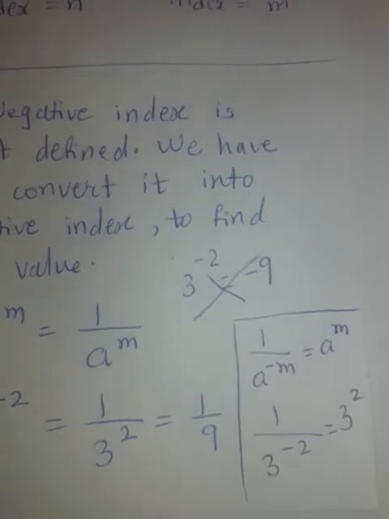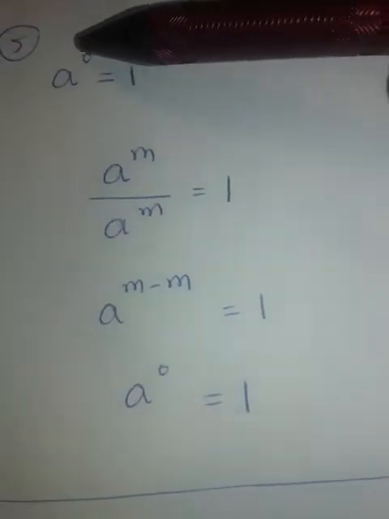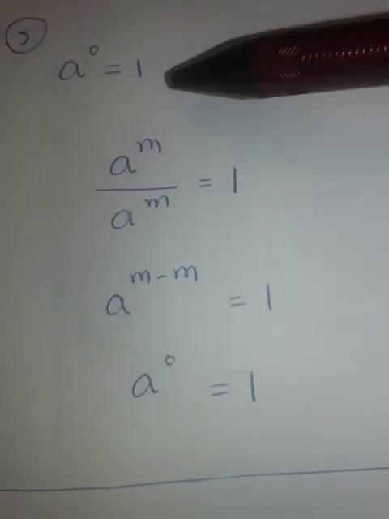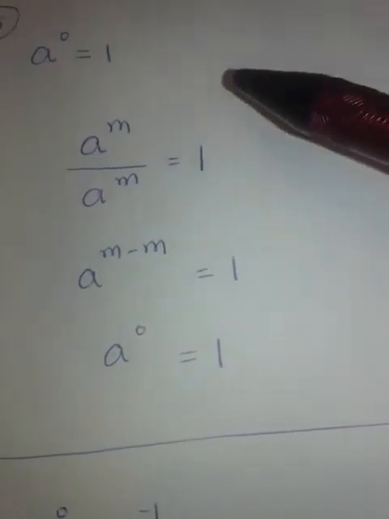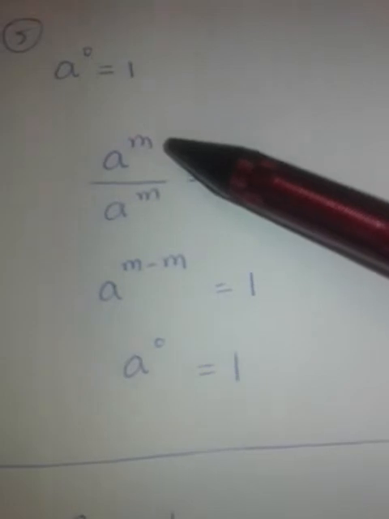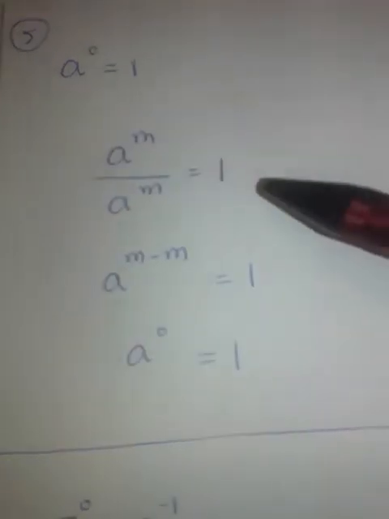Now let's see one more concept. a raised to 0 is equal to 1. Any number when raised to 0, when the index is 0, the value of that is 1. How does it come? See, if I ask you what is a raised to m upon a raised to m, they both are the same. It's like 5 upon 5. Correct? So the value is 1.